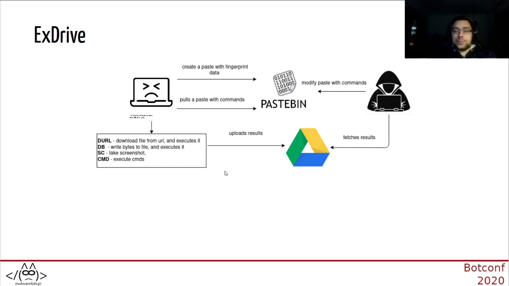Obviously, it's using some API key with some registered account, and so the attacker knows which account to follow. So he's listing the new pastes. If a new paste came in, he will read it. If it's interesting, he will issue some commands to the malware by modifying the paste, which later will be read by the malware, decoded, and the commands will be executed.